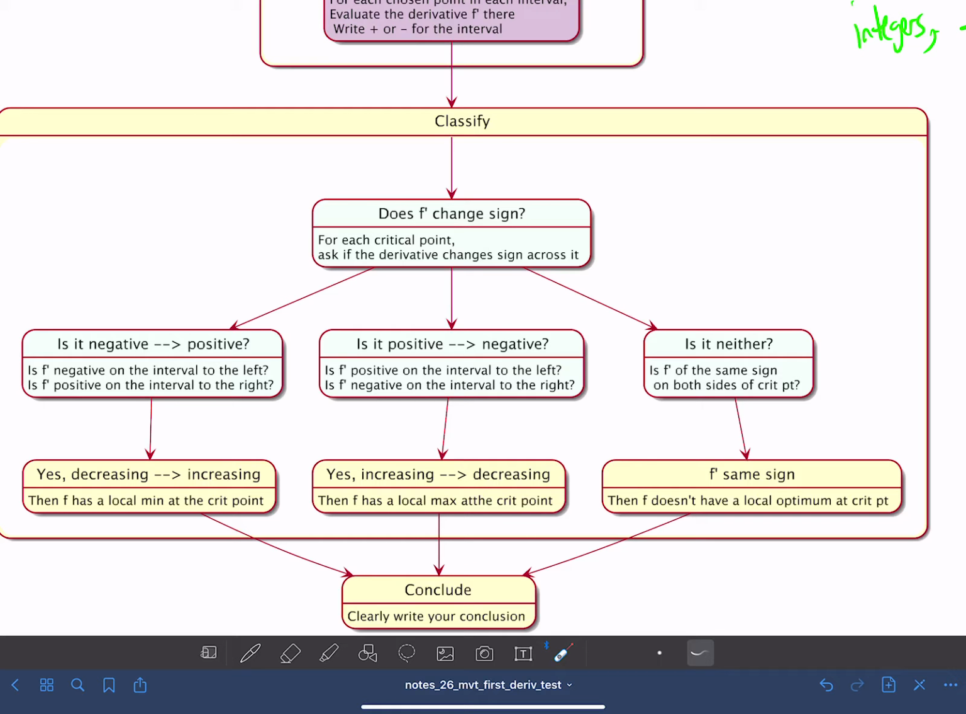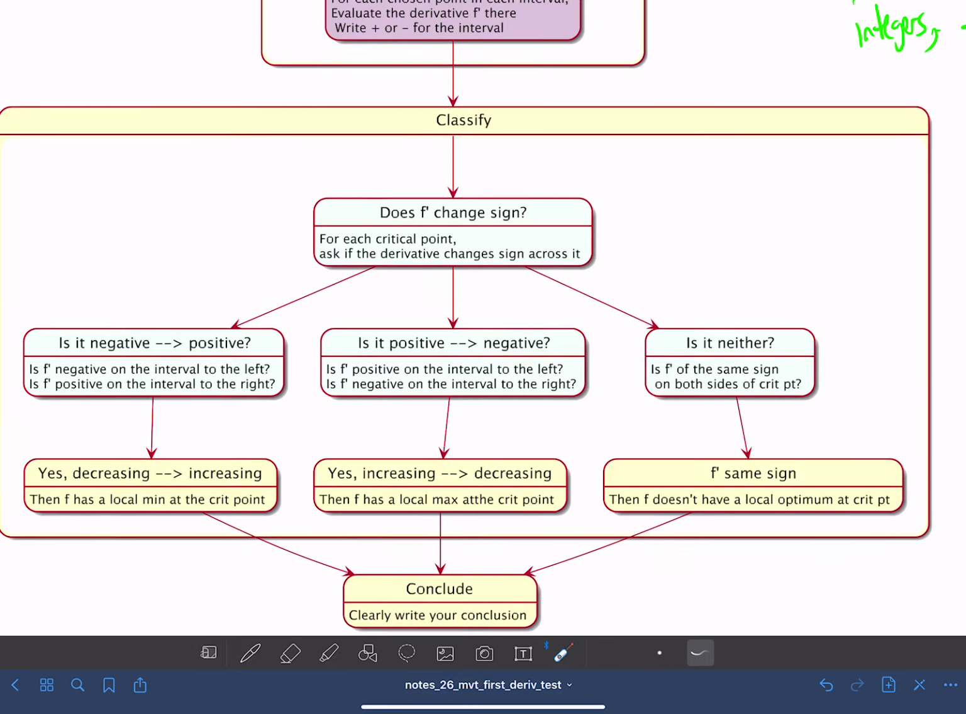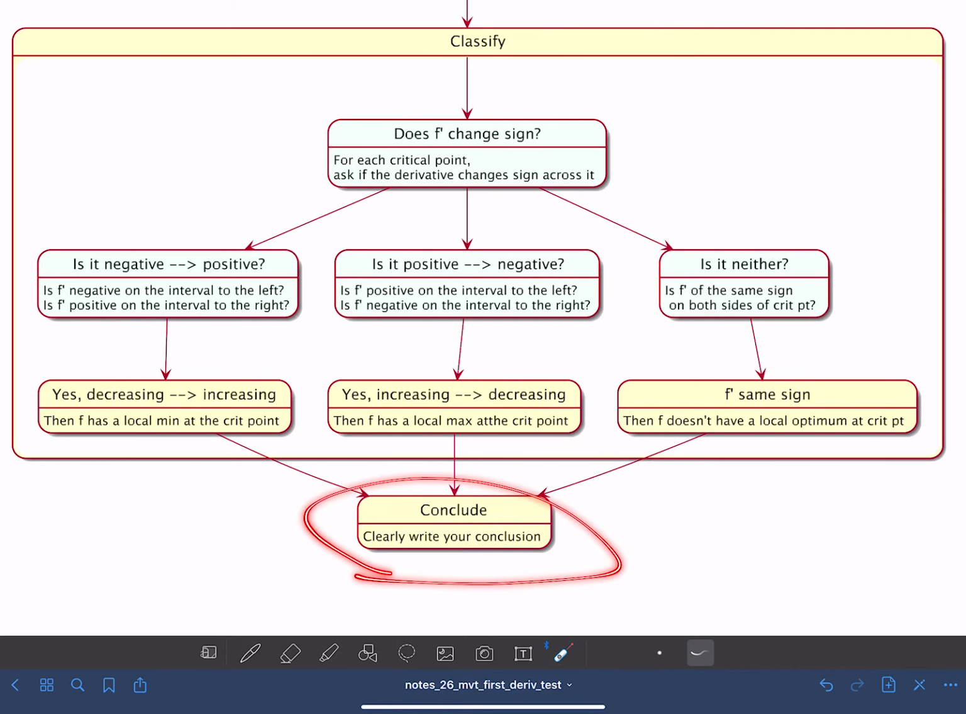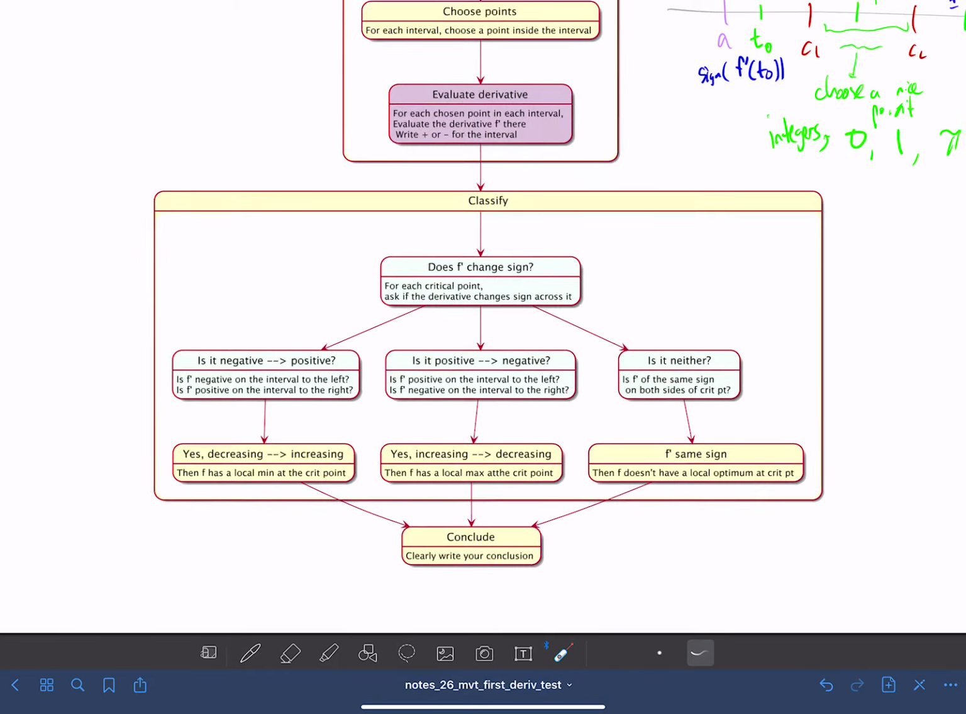Or is it neither? Was it increasing to increasing? Was it decreasing to decreasing? Both of those things happen. So f prime has the same sign across. Then it doesn't have a local optimum at that critical point. In any case, no matter how that shakes out, we are eventually going to clearly write our conclusion in a way that's digestible by the audience. Let's practice.